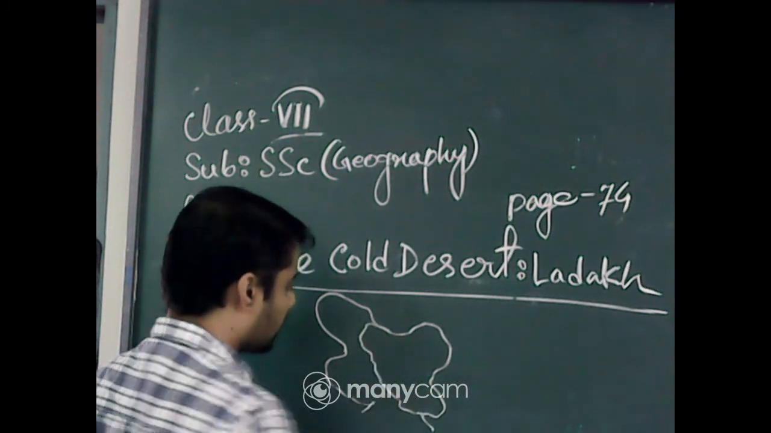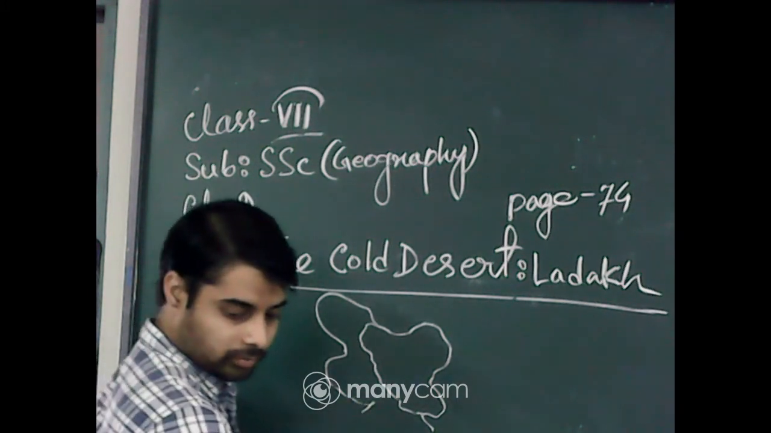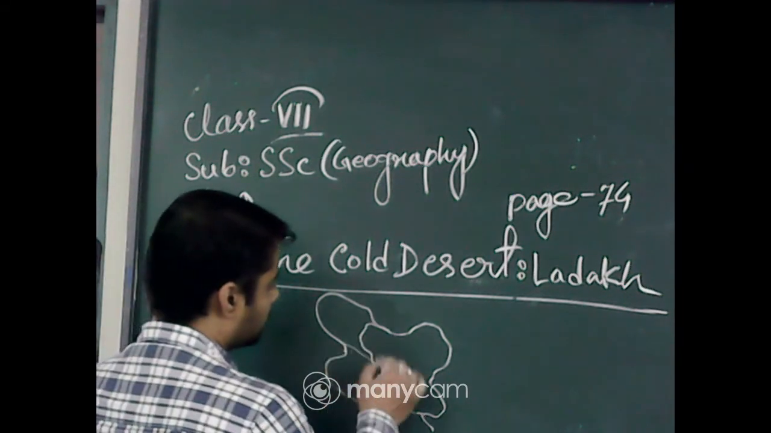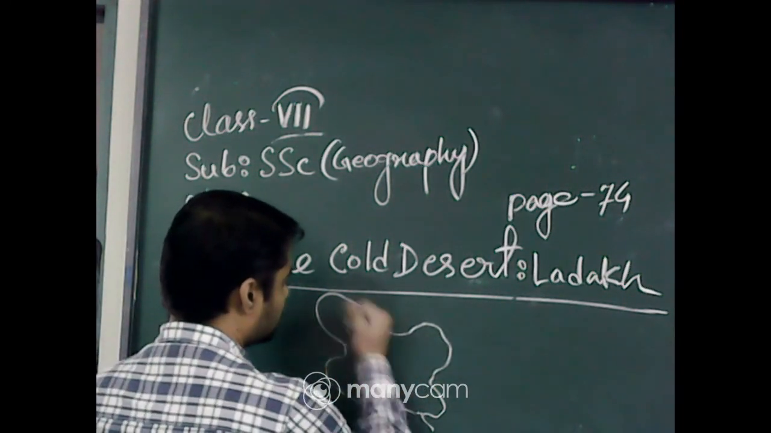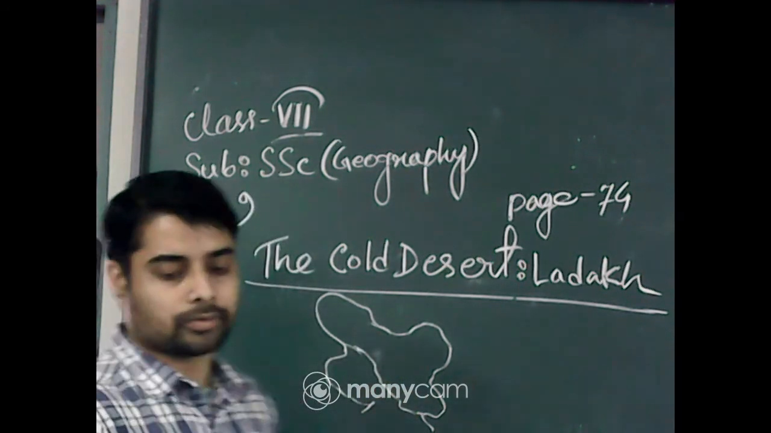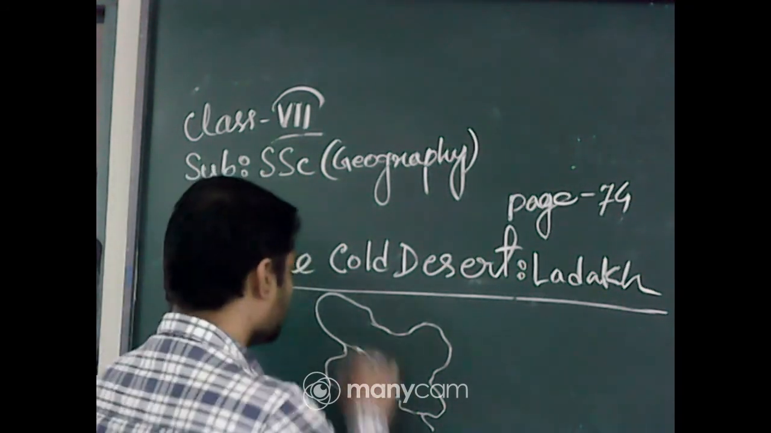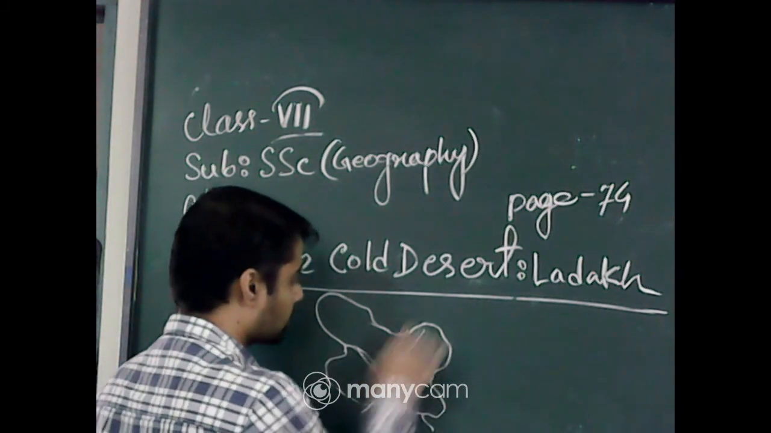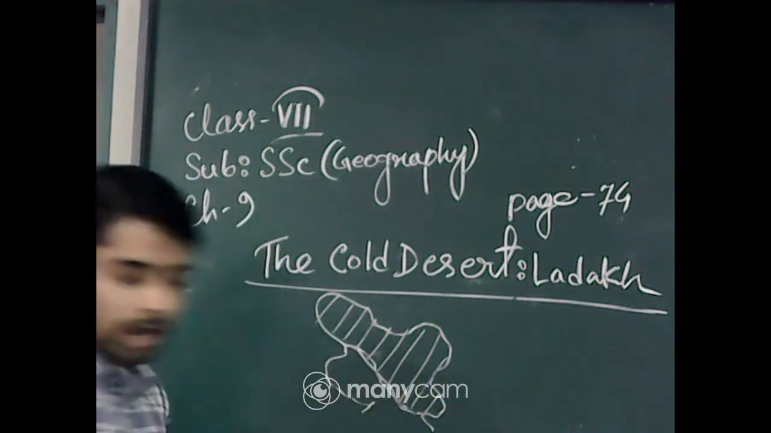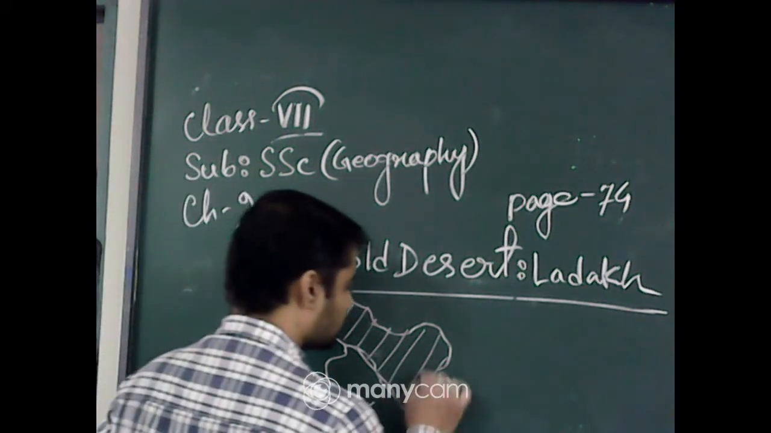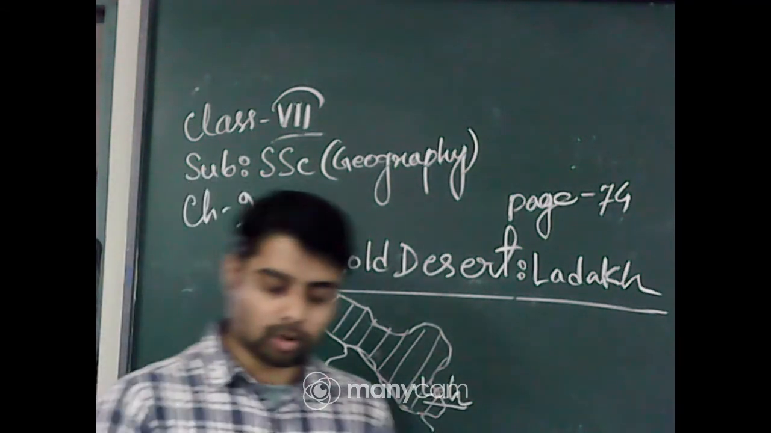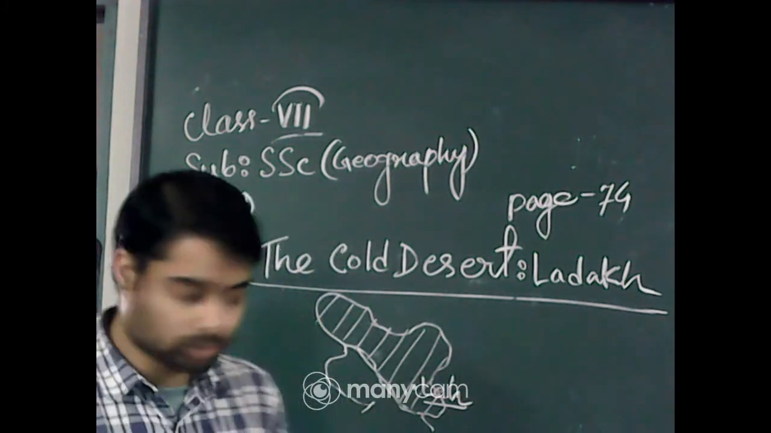Okay, so this is Ladakh. You can see the largest district, and today this portion is also included. It was the largest area district at the time, but now it is a union territory. This is Ladakh, and the capital of Ladakh is Leh. You can find the map on page number 74 of your NCERT book.